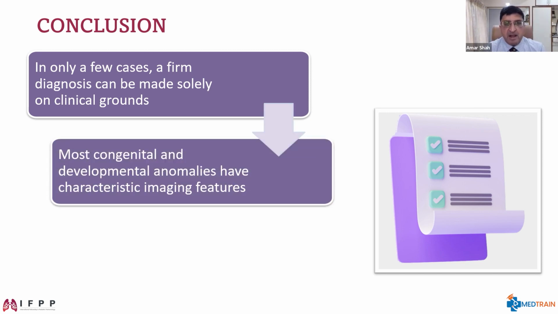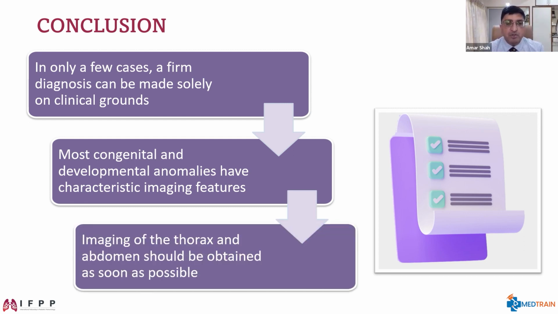Most of the congenital and developmental anomalies have characteristic imaging features, and imaging of the thorax and abdomen should be obtained as soon as possible if you are suspecting a congenital lung problem, because without imaging, diagnosing of these lesions may sometimes be difficult.